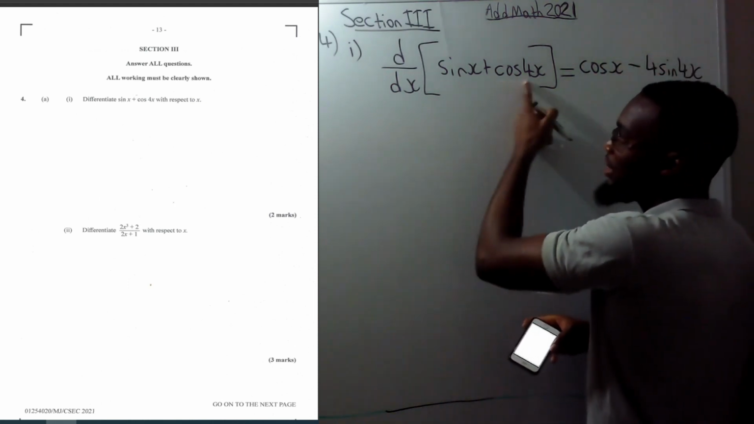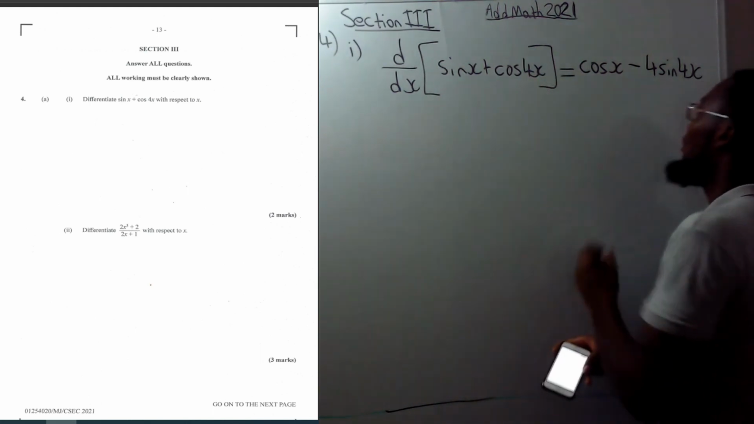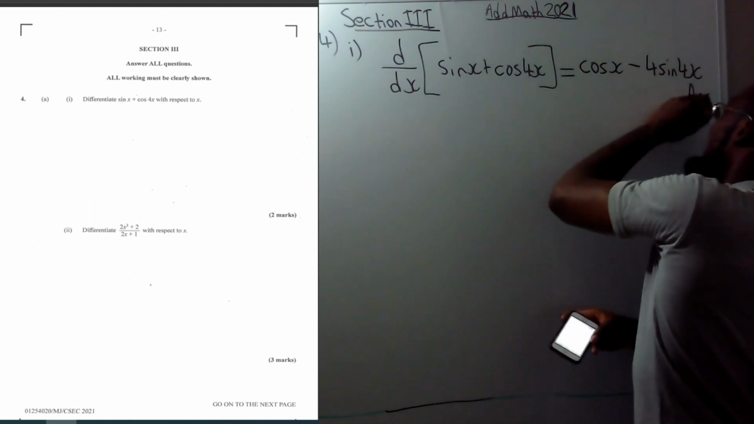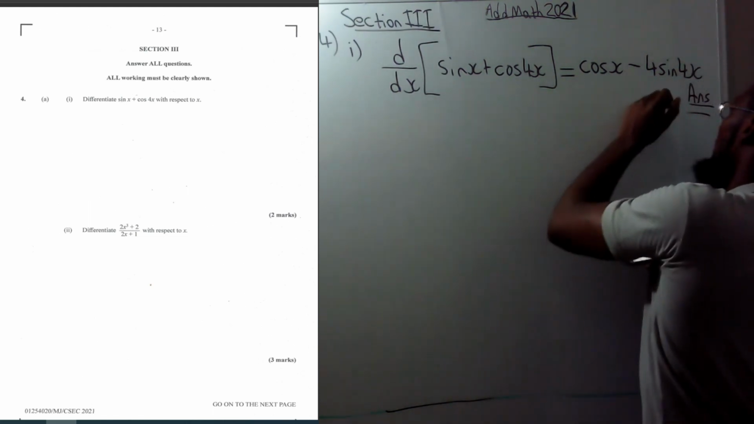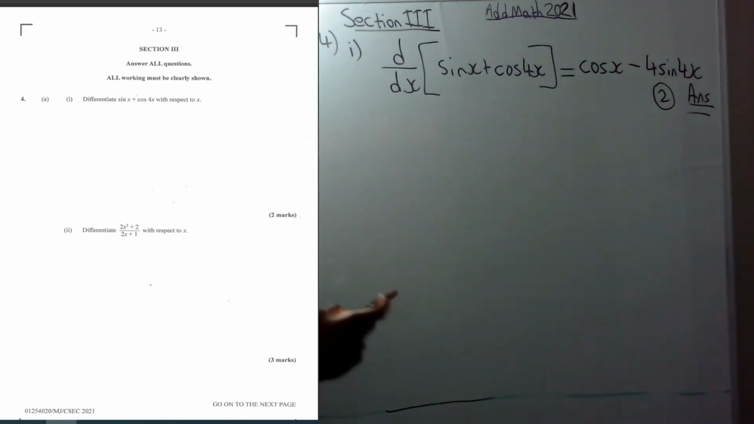But remember guys, when you differentiate cos, you get negative sine, but then you multiply it by the derivative of 4. That's the answer there. This is how many marks? This is 2 marks. So not much there, that's cos x minus 4 sine 4x.